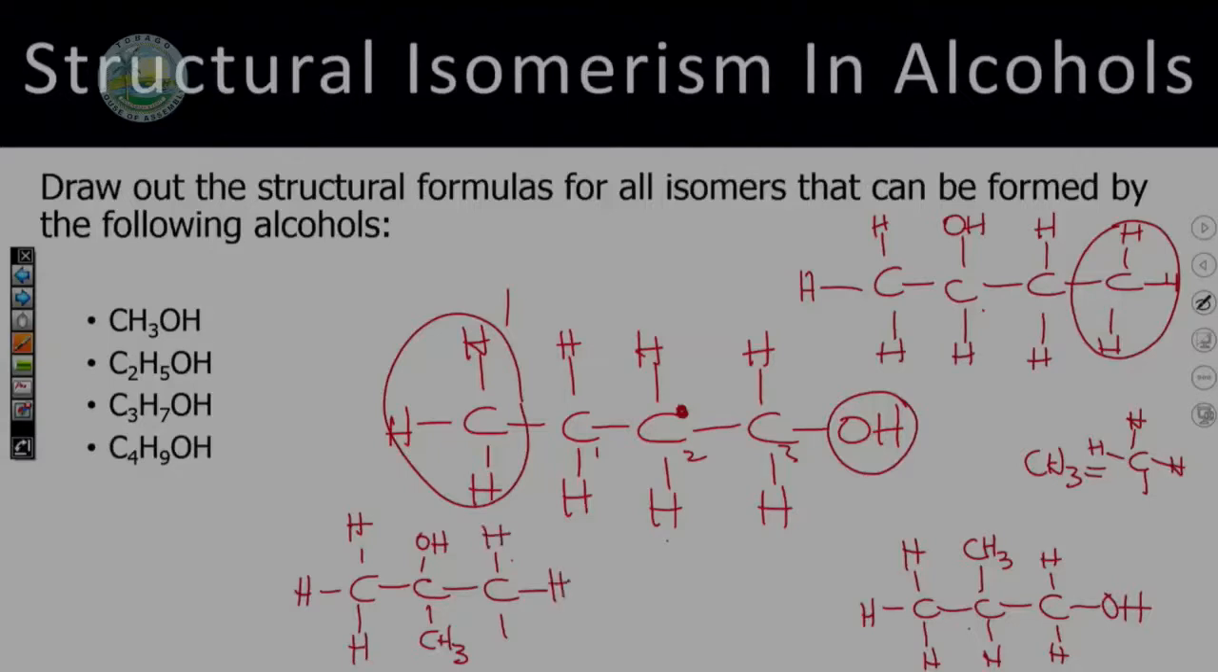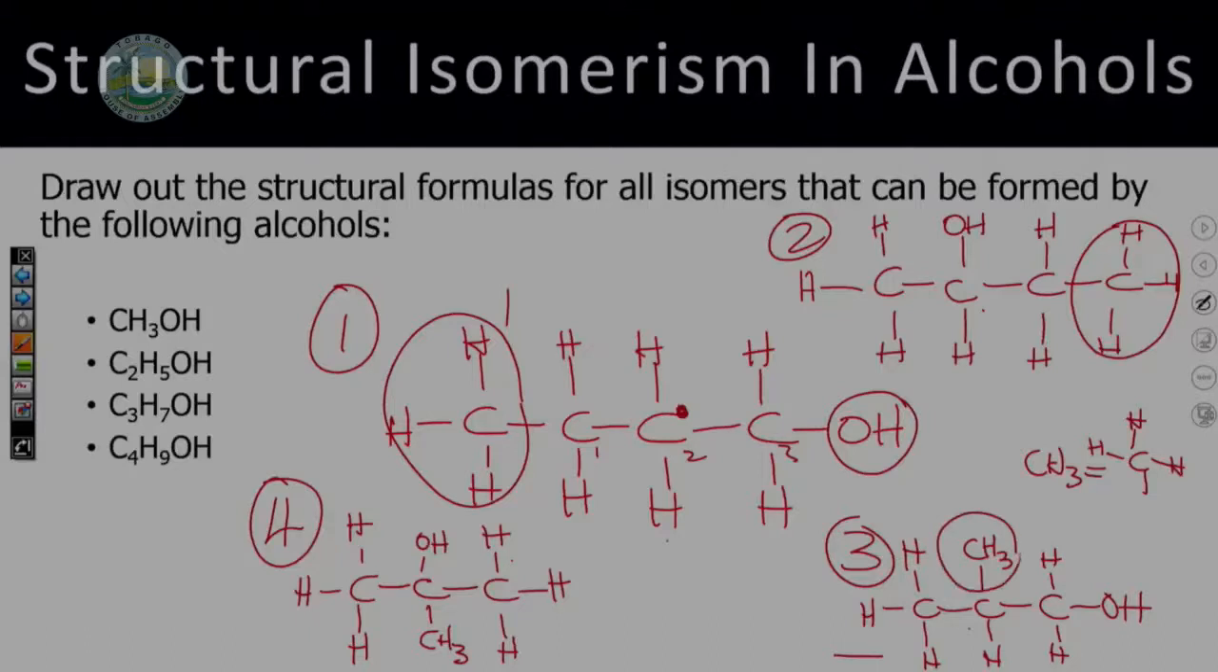So let's see if that's something different. Yes, indeed it's something different. If we look at it, this was the first one, this is the second one, this is the third one that we drew, and this is the fourth isomer that we have drawn. Looking at the third isomer, we are seeing that the branch is located here. The branch is located here, as well as on the fourth one, the branch is located here.